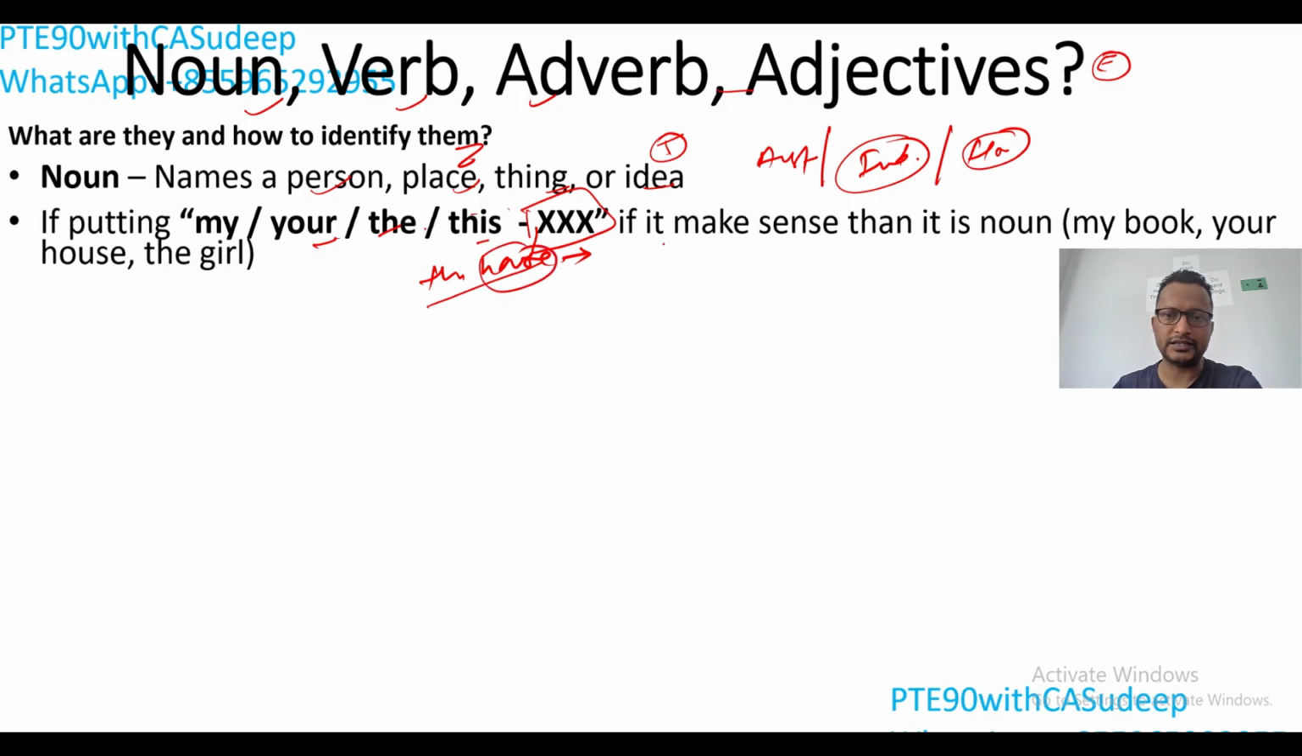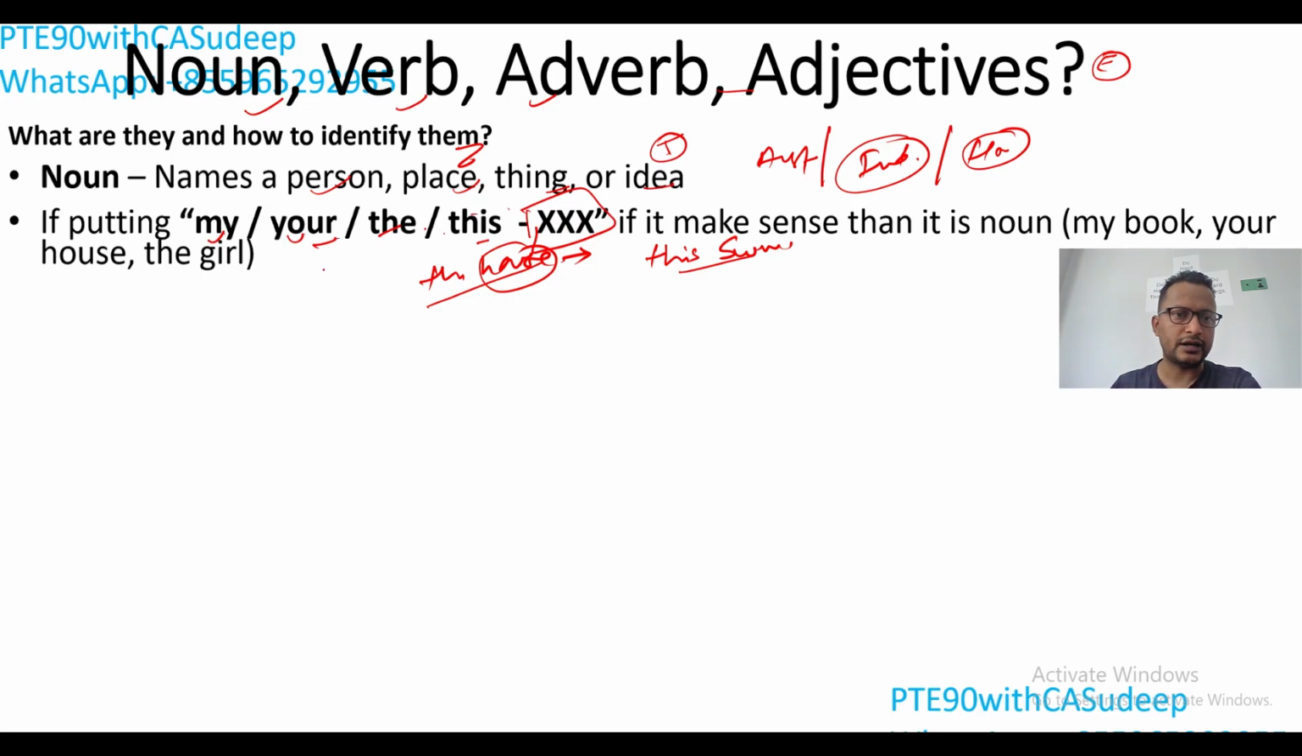For example, this swim. In order to identify whether swim is a noun or not, put this swim. Does that make sense? No, right? The swim or your swim. Does that make sense? No, right? So if any of my, your, the, or this makes sense in front of the word, then that is a noun.